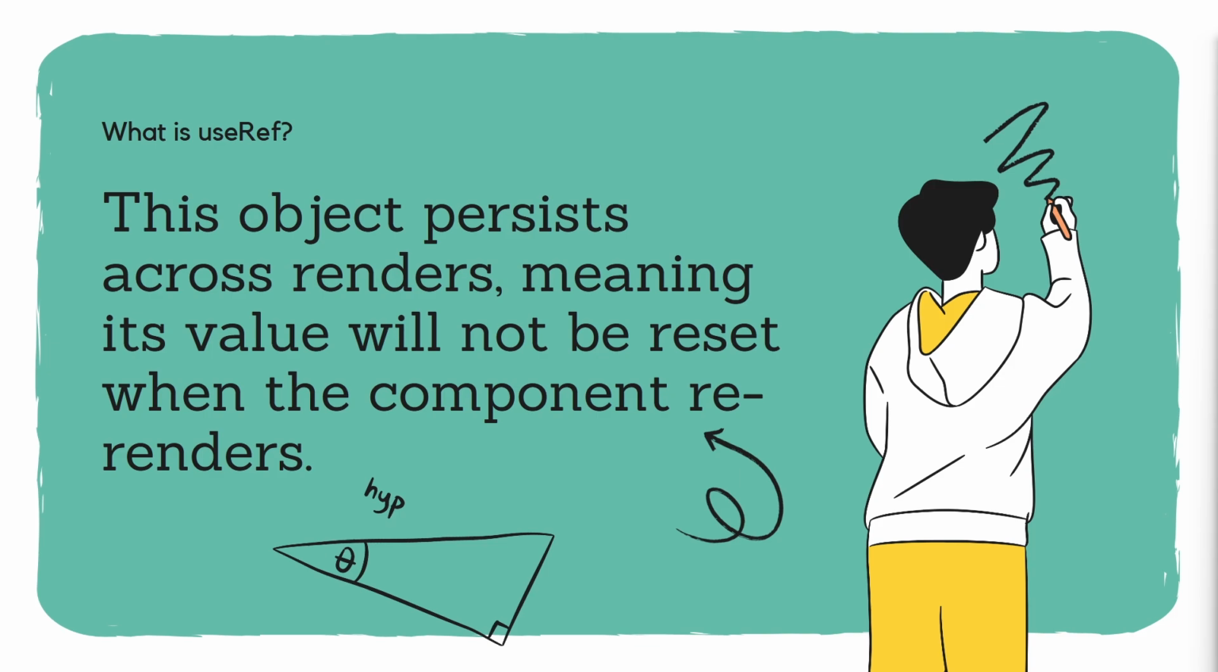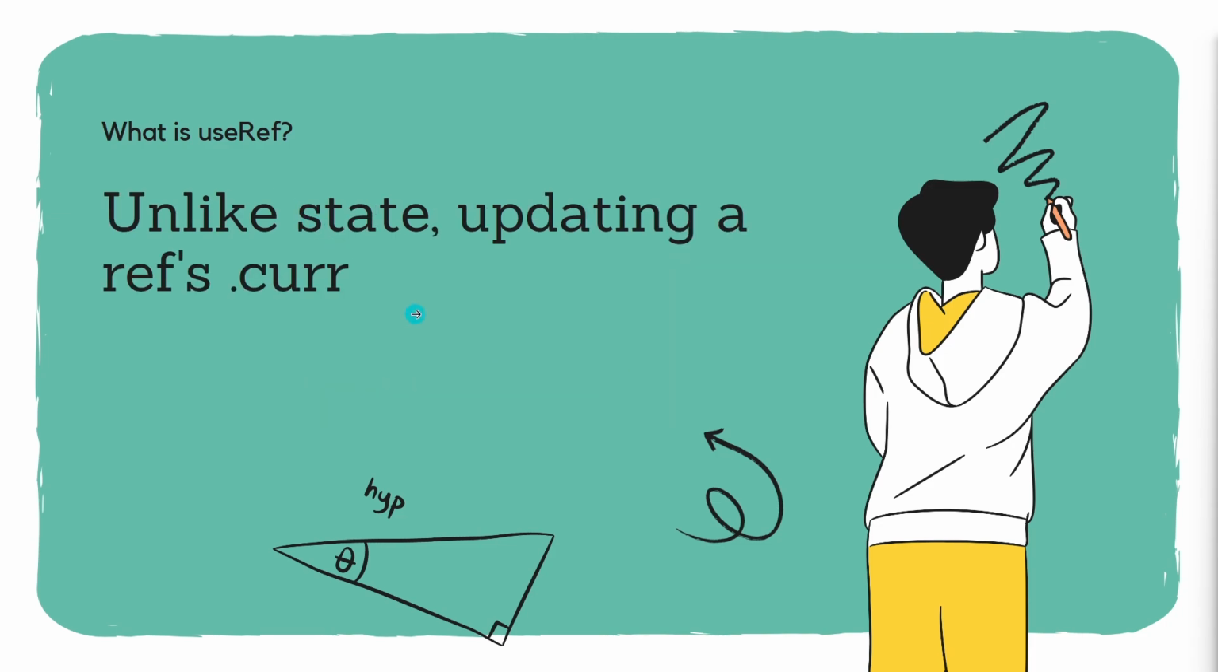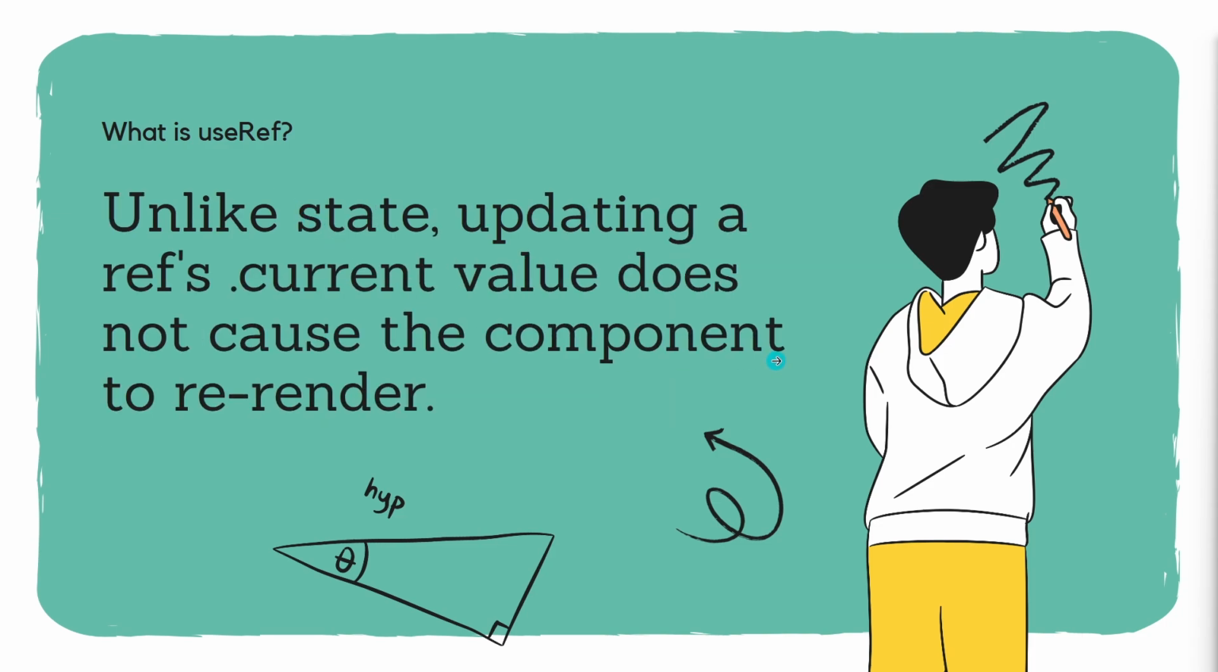You know that when we create simple variables in our components, and that specific component re-renders, the values in those variables get lost. But in the case of useRef, they do not. So it has many advantages due to this property. Unlike state updating, a ref's .current value does not cause the component to re-render. When you create a variable using useState, when your state is updated, your component will be re-rendered. But in the case of useRef, your component will not be re-rendered when the value of your useRef is changed.